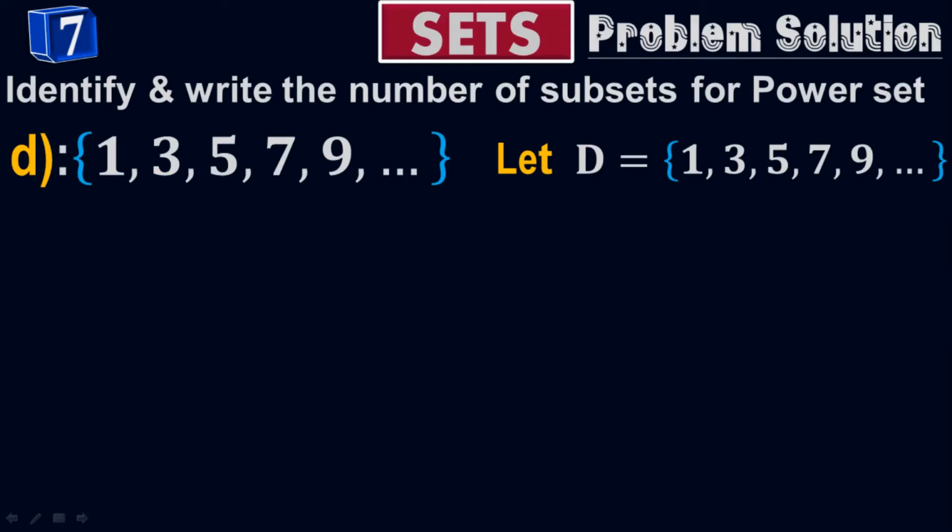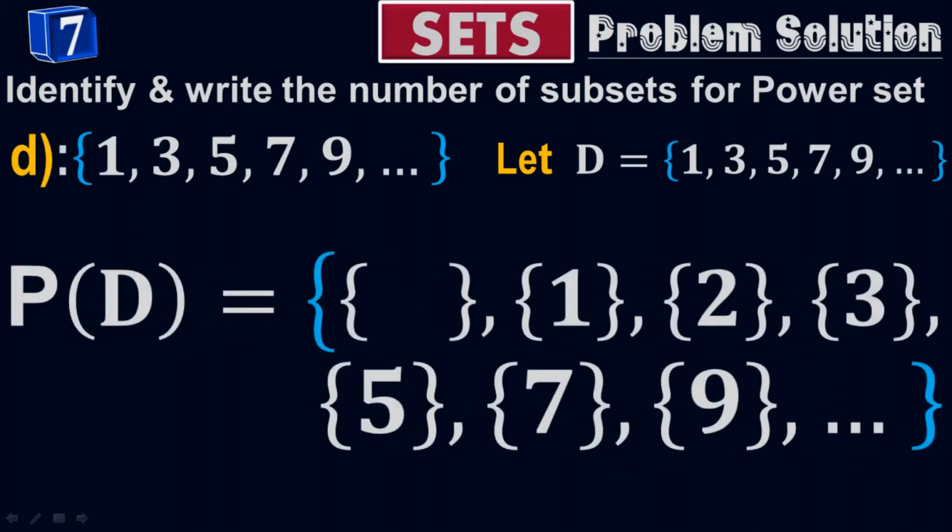But never mind, let me just put some subsets randomly. This is the power set of D. I started with the empty set, and then 1, and then 2, and then 3, and then 5, and then 7, and then 9, up to infinity. The tail goes to infinity. So we have an infinite number of subsets. This power set is the set of infinite number of subsets. If D goes to infinity, the power set will also be infinity.